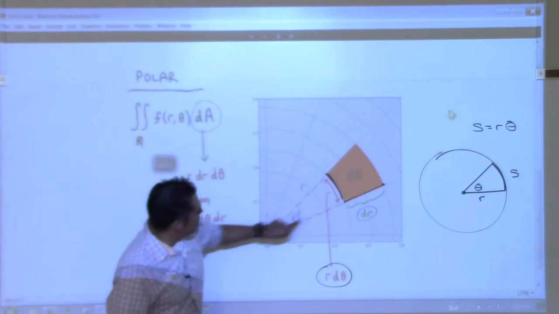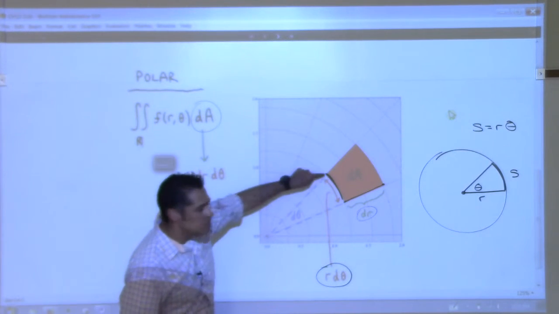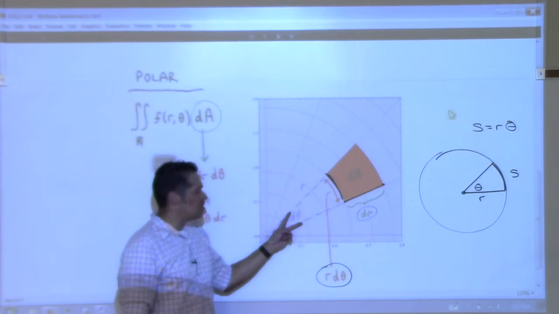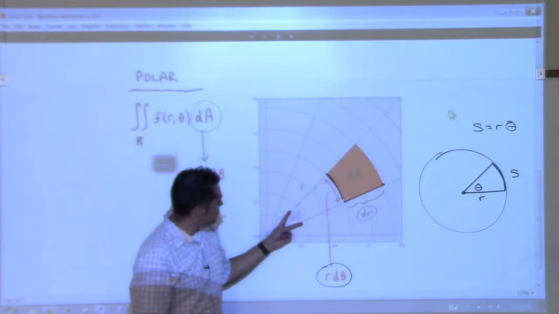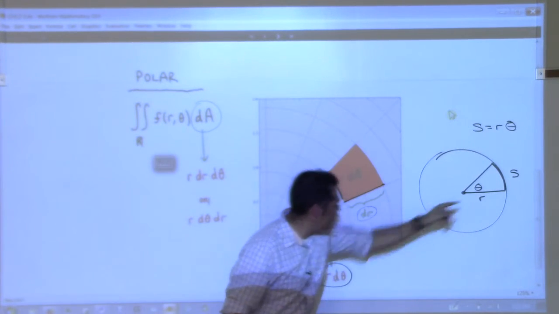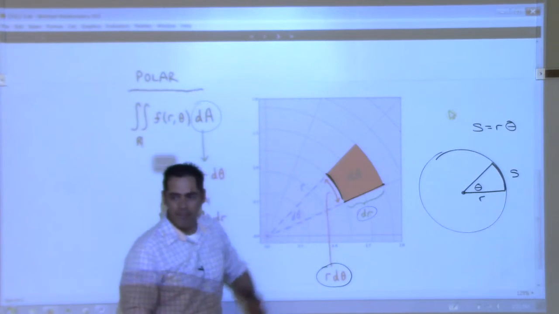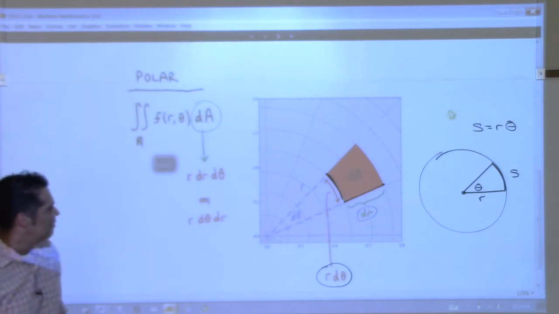What's the distance from here to here? R, right? That's r. And then what's the angle? Well, it's how much theta changes by. So that's d theta. So if this is d theta, that's really like theta here. And then that's r, so you multiply the two and you get that length. You following me?